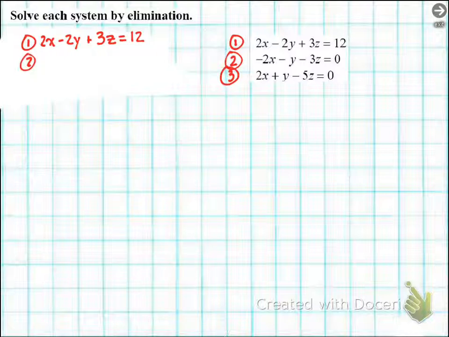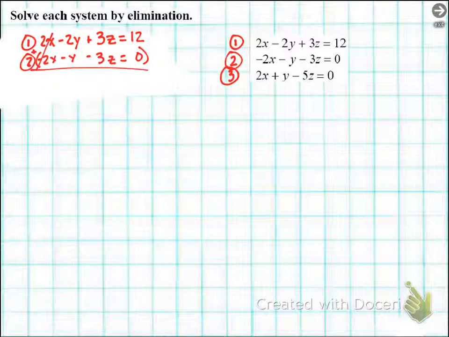Equation 2, I'm going to put right beneath it, negative 2x minus y minus 3z is equal to 0. Okay, what am I going to do with equation 2? Am I going to add, subtract, or what? Add it. Okay, I'm adding it. So when I do that, the x's cross out. Negative 2y plus negative y is negative 3y. And then 3z plus negative 3z, oh, that cancels out too.